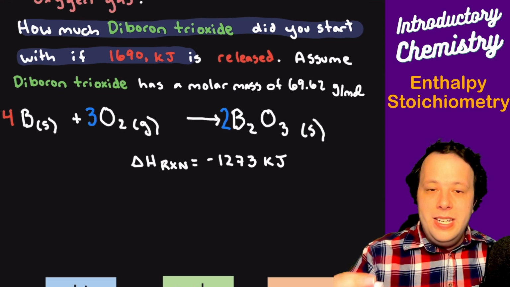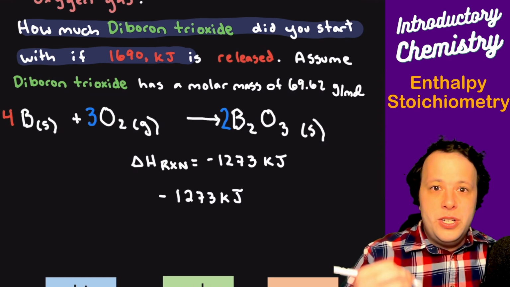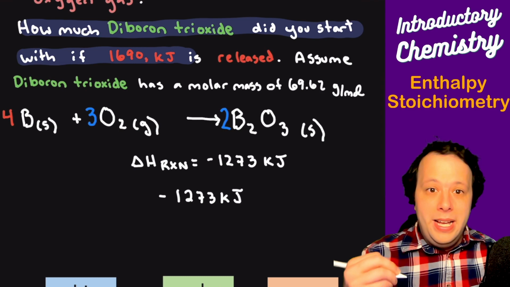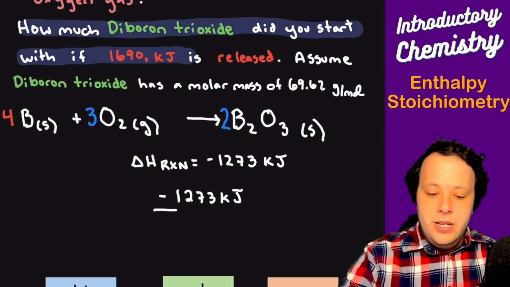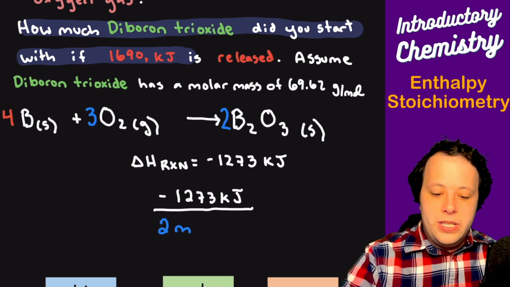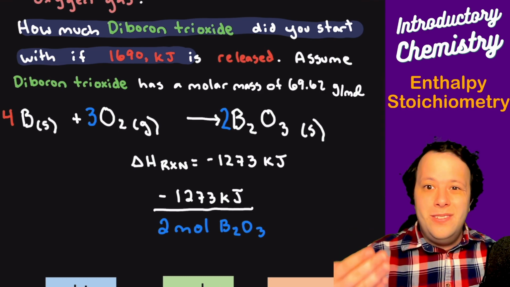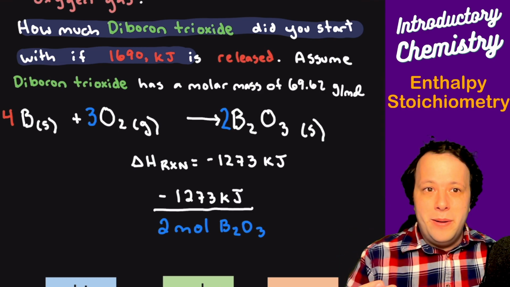And being that we have negative 1273 kilojoules, that's for every mole. And which mole are we going to use? Well, the problem asks for B2O3. So this is going to be equivalent to for every 2 moles of B2O3. And you can write this conversion term for all the other values too, but they're not important for this problem.